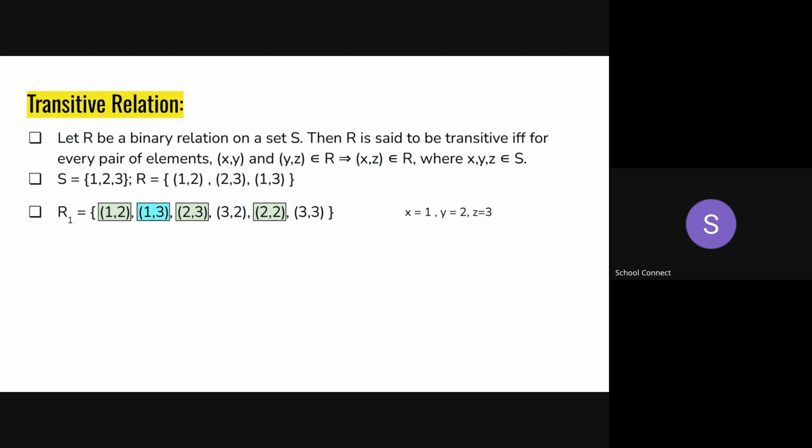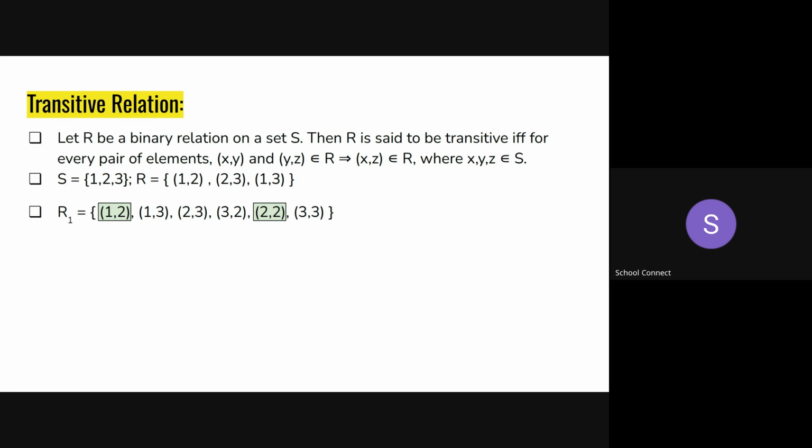Next case, you choose 1 comma 2 and 2 comma 2 as your x, y and y, z. Now, if you choose like this, your x, y, z's will be 1, 2 and 2. If this is the case, you need to have x comma z, which is 1 comma 2. That 1 comma 2 is already present. Okay. Similarly, you check for all other next elements.